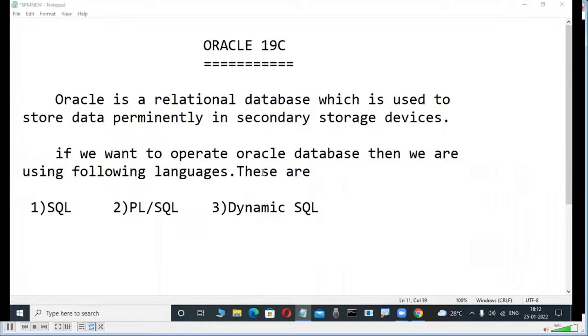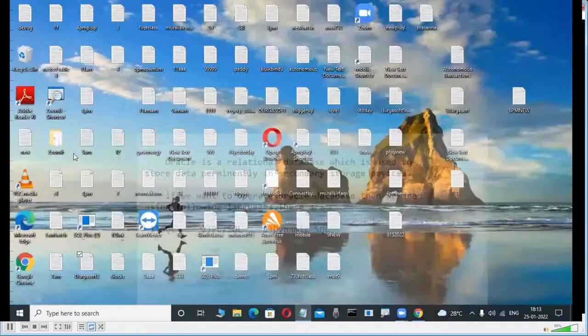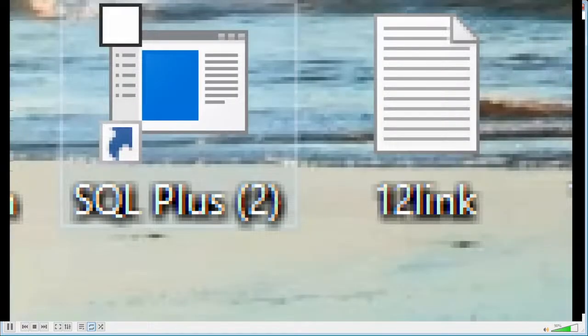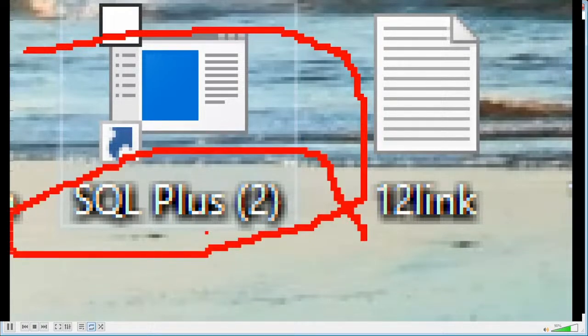Now, up to this, maybe in the previous demo classes you got a rough idea. Now slowly observe it here, very, very important. Now concentrate here. Observe the screen. Here in my system, in the desktop, something is there. What is that? SQL Plus is there. What is this SQL Plus?